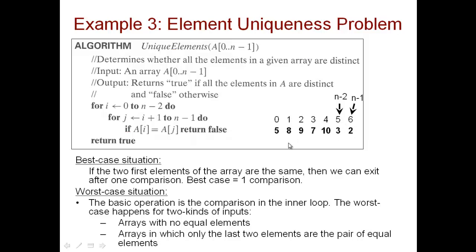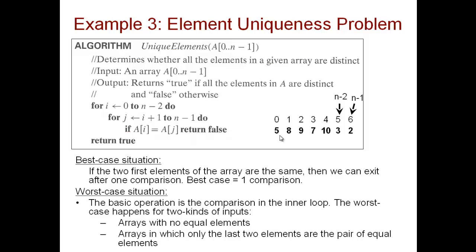So once you have made all the pairwise comparisons and still we have not returned false, which means you're still in the program, then we can come out of the i loop and return true, meaning the array is unique. So the basic operation here is the comparison operation, comparing the element at index i with the element at index j. If they are the same, we can stop and say the array is not unique, otherwise we continue the comparisons. So as I said, the best case is just doing one comparison.